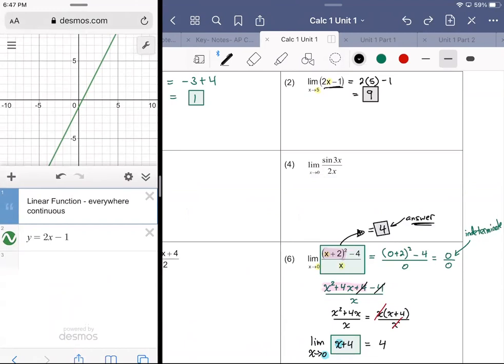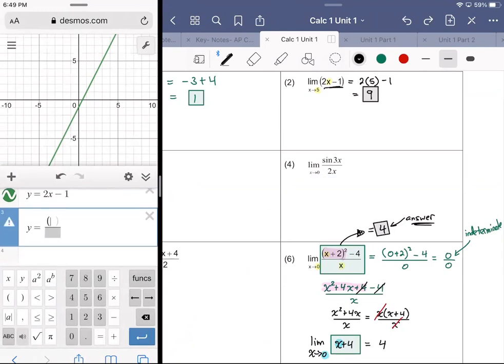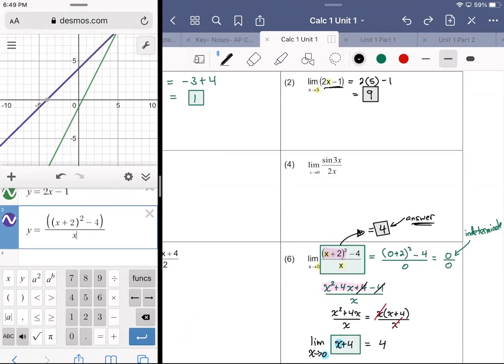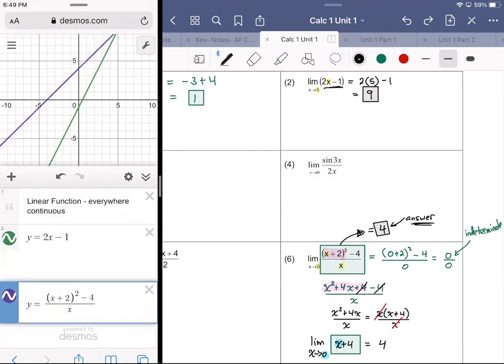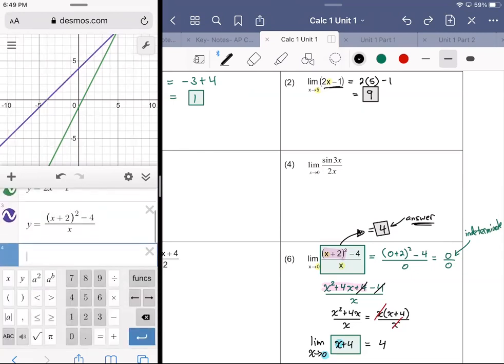So let's take a look at this other function that we created, y equals the fraction, parentheses, x plus 2 squared plus 4, minus 4, over x. Now you look at that and you say, oh, look, another linear function. This is great. And actually, if you're really thinking about it, you realize that that's actually not great.